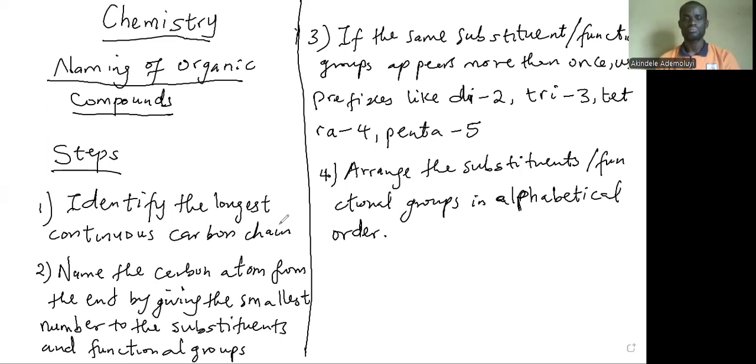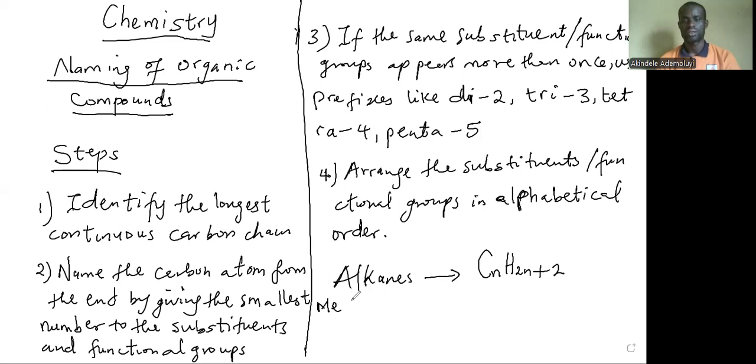Now, let's begin with alkanes. We are going to name some alkanes and apply this rule. Alkanes are the first members of the organic compounds. The general formula for alkane is CnH2n+2.